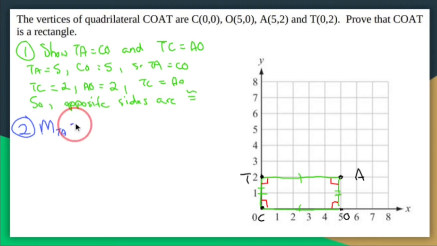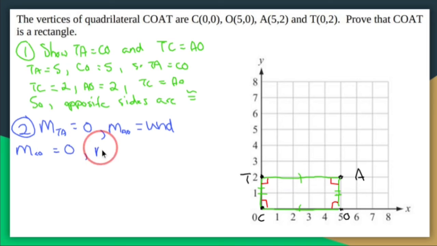M of TA, that means the slope of TA is 0 because it's a perfect horizontal line. The slope of AO is undefined. The slope of CO is 0. And the slope of TC is undefined.